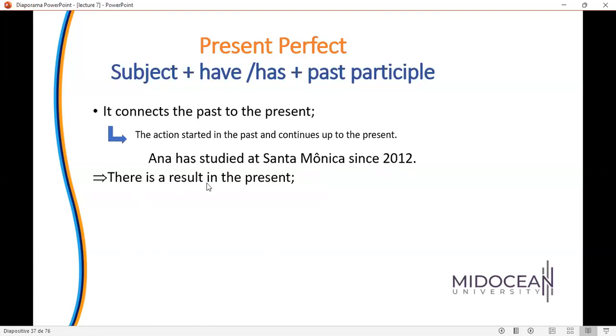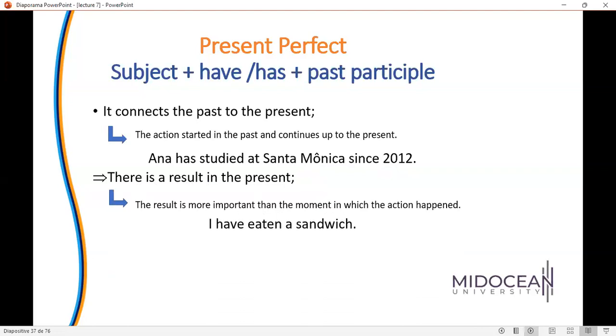so there is a result in the present. So the result is more important than the moment in which the action happened, okay? Example, I have eaten a sandwich. So the result, I am not hungry. So here we have a result in the present, okay?